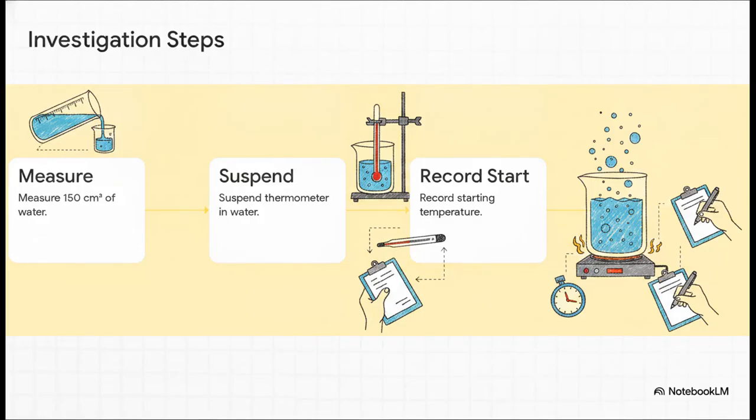Let's break down the scientific method step by step here. Step 1, you accurately measure 150 cubic centimeters of water using your measuring cylinder, remembering to read from the bottom of the meniscus. Step 2, you suspend the thermometer in the water using the clamp stand. Now, the crucial point is right here. You must suspend the thermometer so it measures the temperature of the water, not the hot glass at the bottom of the beaker. Step 3, record your starting temperature. And step 4, start the heat and record the temperature every single minute until the water boils vigorously.